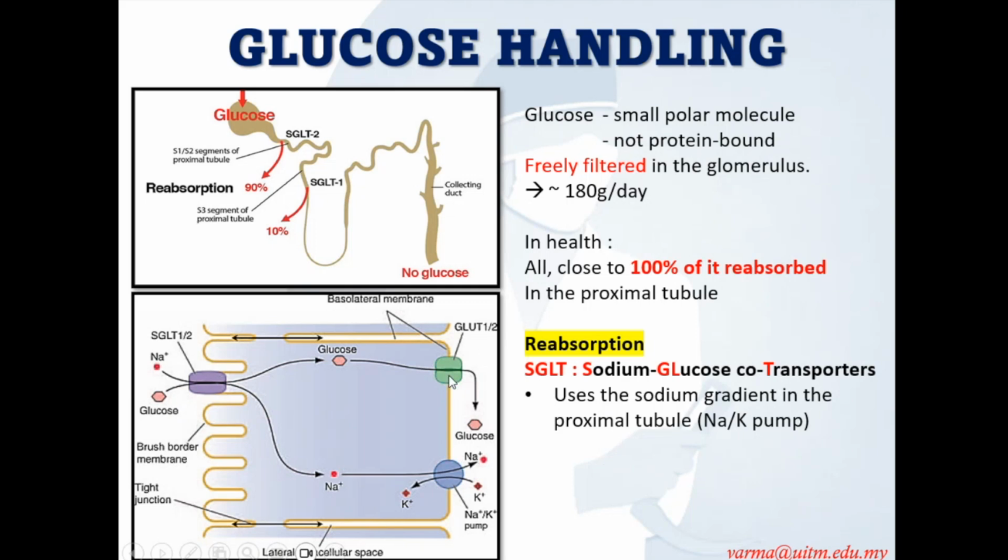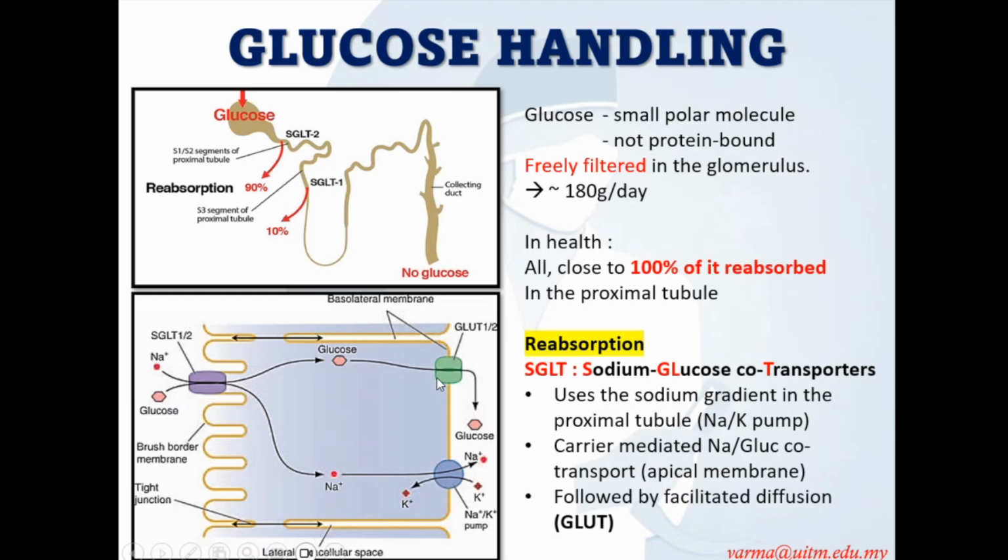Okay, this is your basolateral membrane, nearer to the blood. This is your apical membrane, nearer to your tubular fluid or urine. The sodium potassium ATPase pump maintains the concentration gradient of sodium, keeping it low in the proximal tubular cells. Thus, sodium moves down the concentration gradient using the SGLT co-transporter, bringing along the glucose with it. Then glucose is reabsorbed from the basolateral membrane into the blood by facilitated diffusion using a GLUT transporter, glucose transporter.